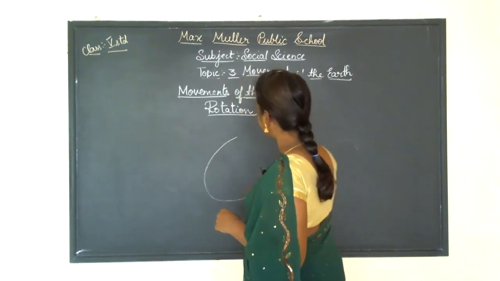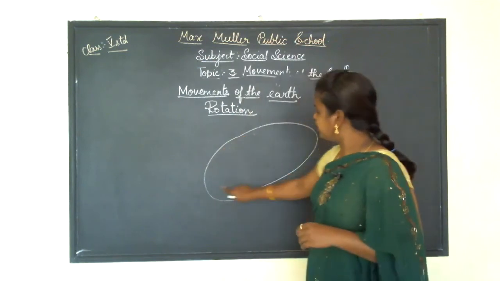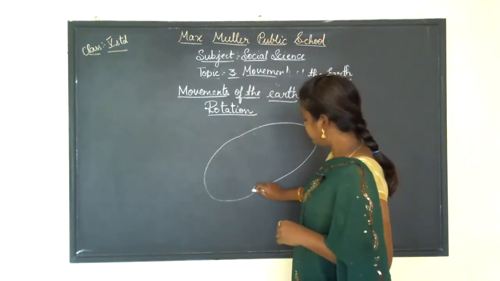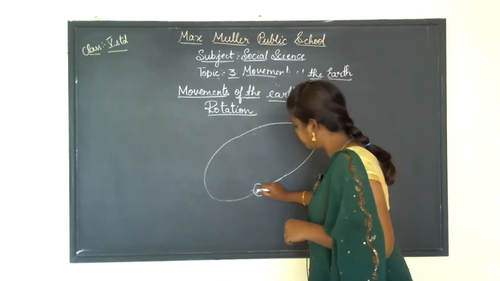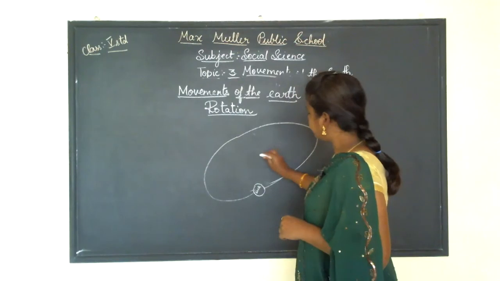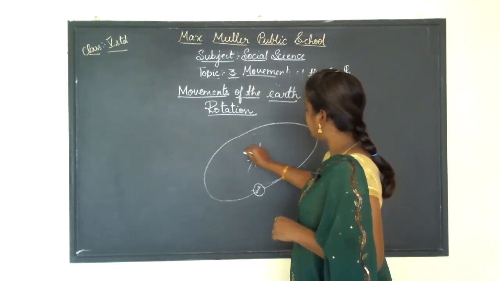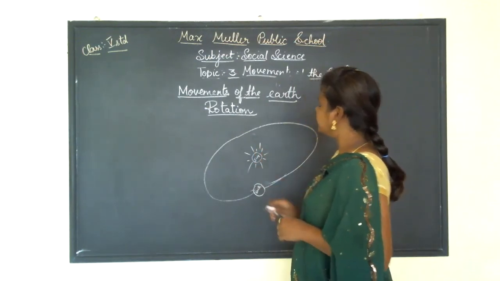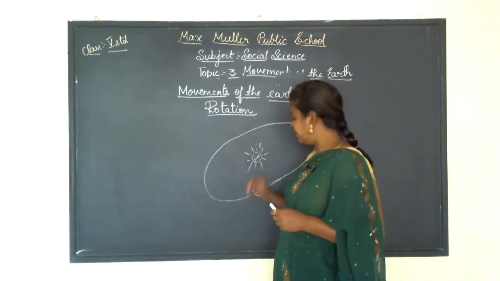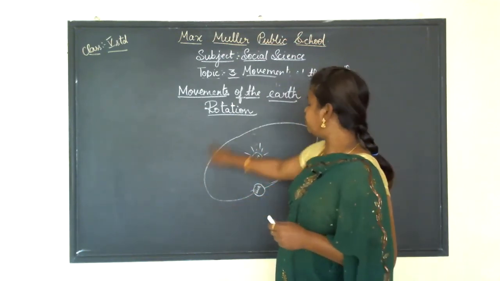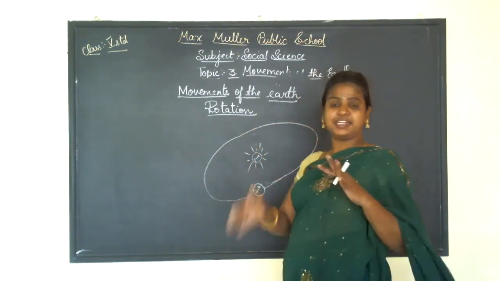Here it is tilted. The orbit. Here this is an orbit where the earth rotates. This is earth. And this is sun. So what happens? You all know that the earth rotates on its own orbit, and here what happens? The orbit of the earth is slightly slanted, or it is slightly tilted.